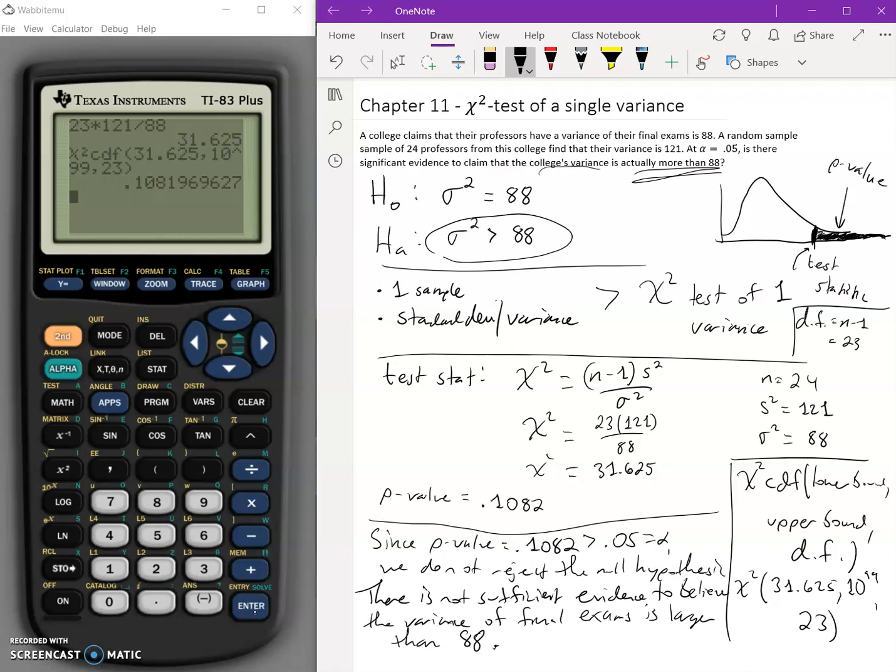So again, remember, this one is very special. When we have to do our chi-square test of a single variance, we have to calculate the test statistic using this formula over here, and then calculate the p-value by using our chi-squared CDF.